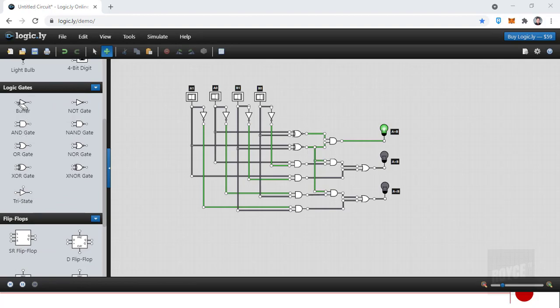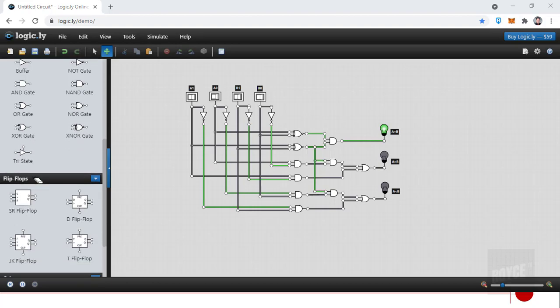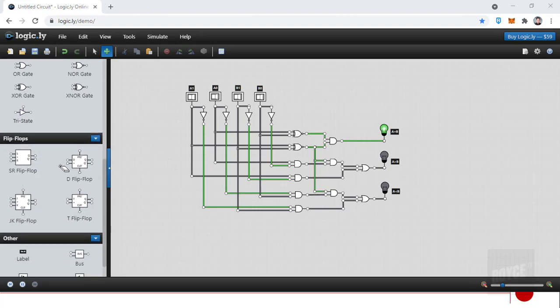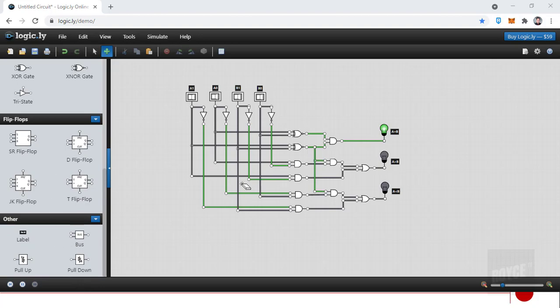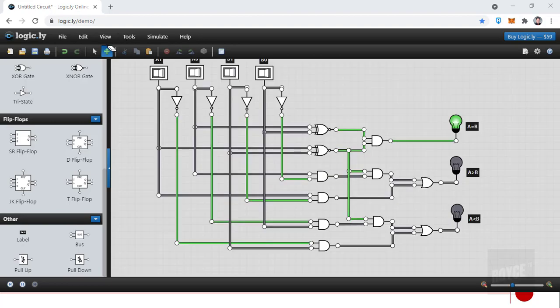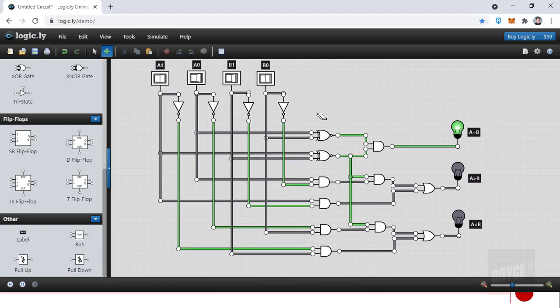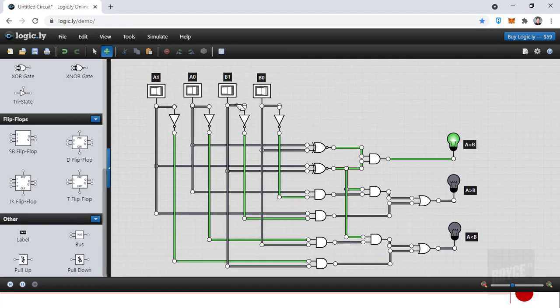May dagdag pa nga siya, buffer. So NOT gate, AND, NAND, OR, NOR, XOR, XNOR. There's also a tri-state logic gate. It also contains the flip-flops and labels. So yung logic circuit natin kanina, ito na yun.